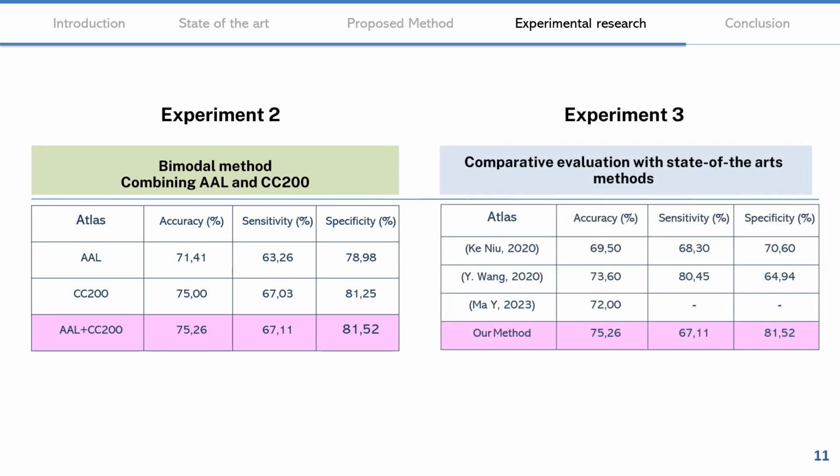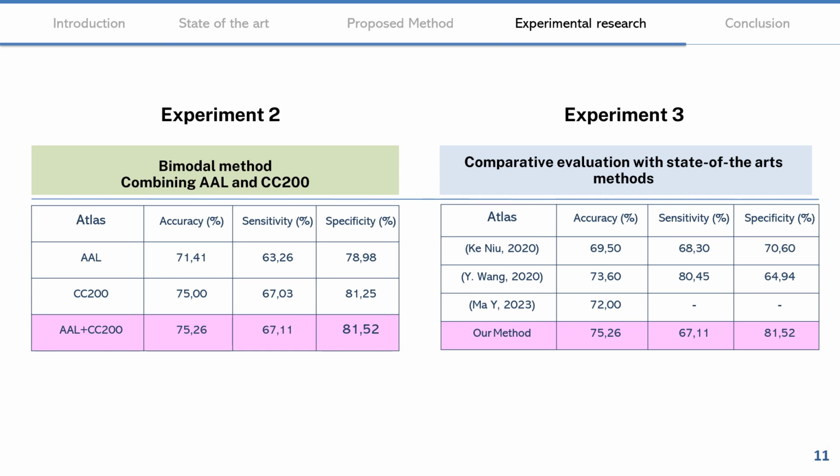In the third experiment, to further validate our proposed method, we compared the achieved results with those obtained by three well-known existing works using both CC200 and AAL atlases. Our method outperforms the best accuracy rate obtained by Wong et al. with an average improvement of 1.66% and the best specificity rate obtained by Niu et al.